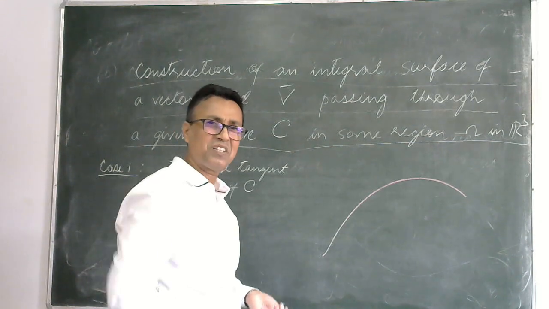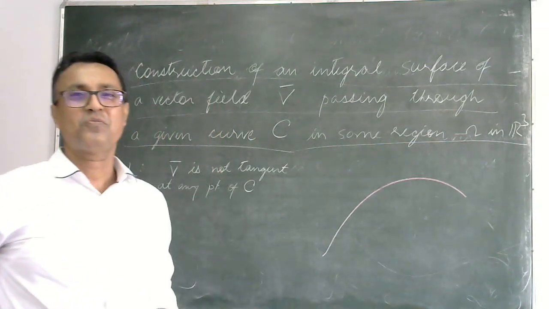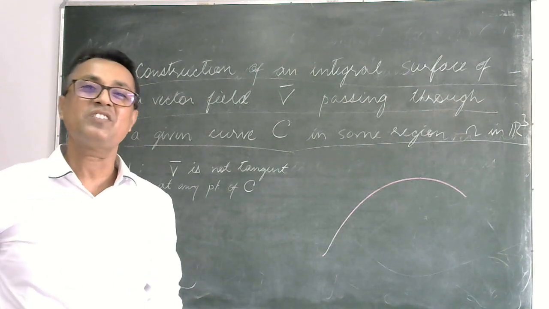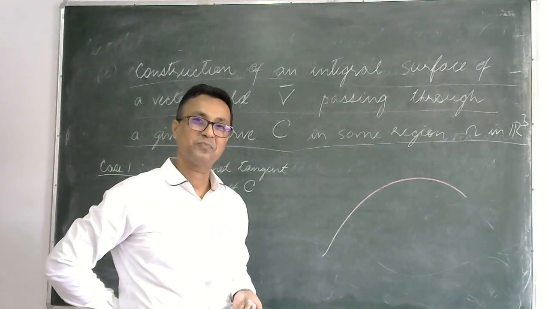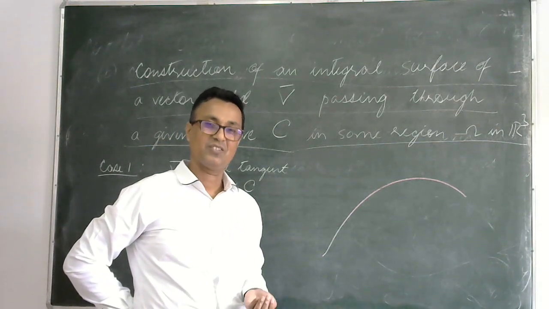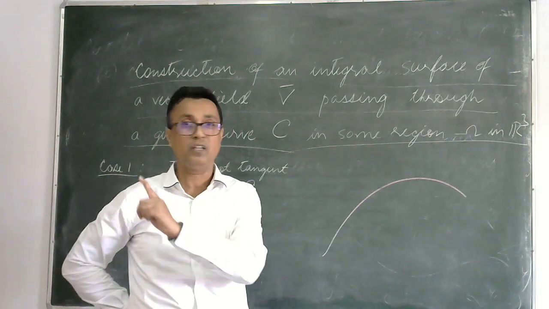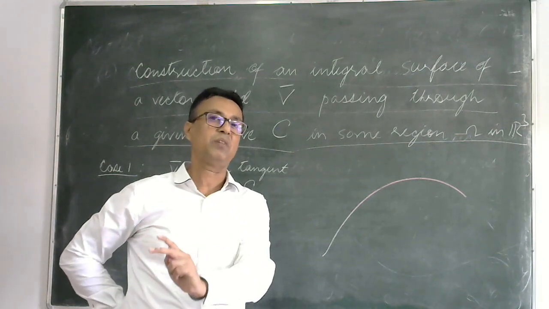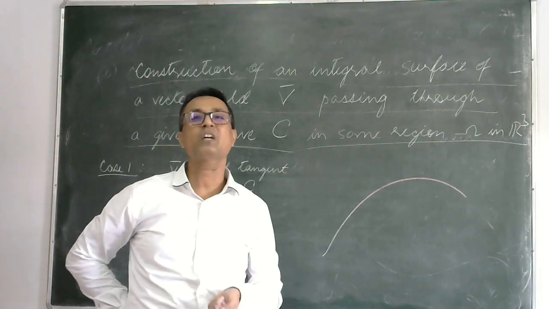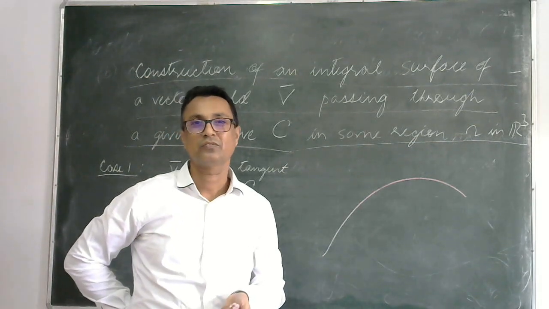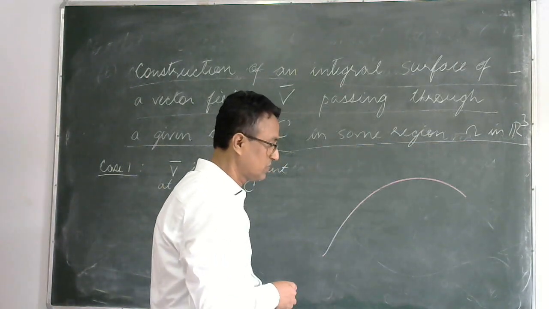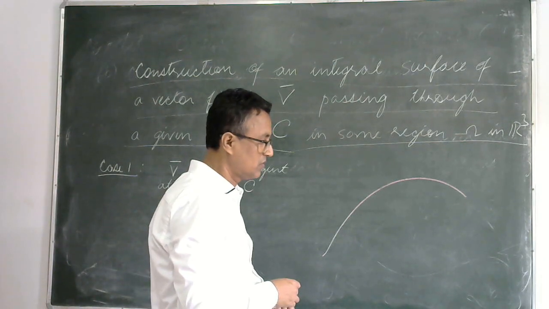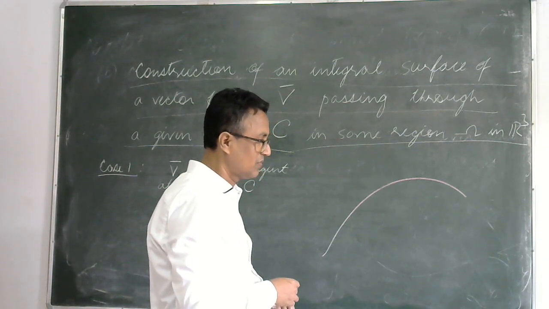So then, can you think how we are going to find the integral surface? Just an idea. I'm not developing any theory, not giving you any statement or theorem and proving it. I'm just telling you to give me an idea. So we can choose another vector which is parallel to this vector v and is tangent to C.